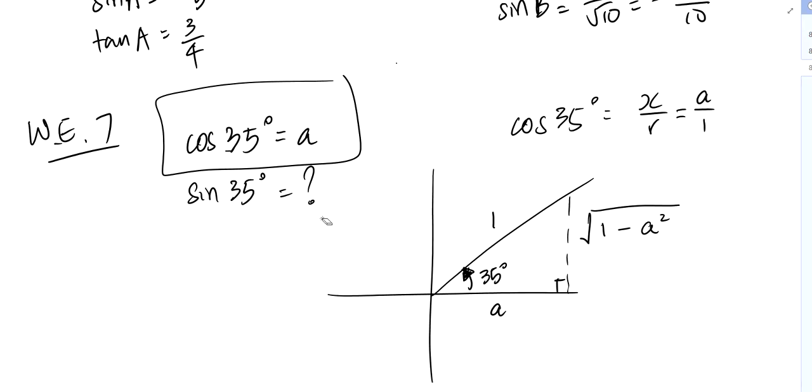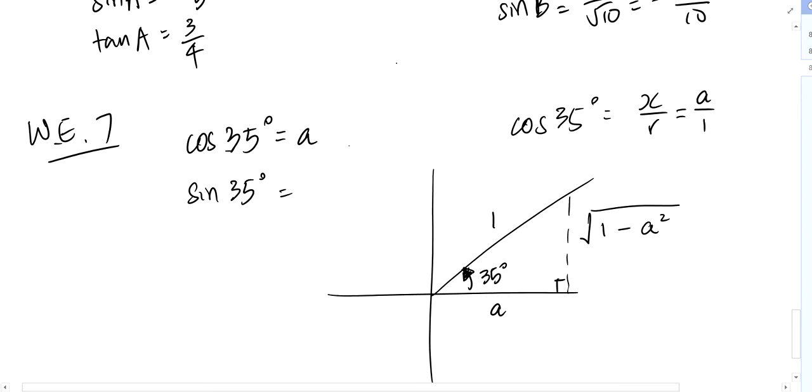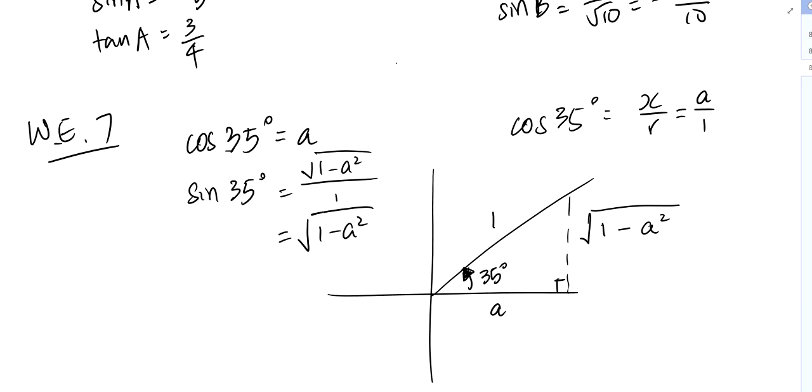Now, based on this, can you now tell me what is sine 35 degrees? How much is it? Sine 35 is over 1, which is square root of 1 minus A squared. So that is it for our first question for sine 35 degrees. Okay? Then what about cosine 145 degrees?